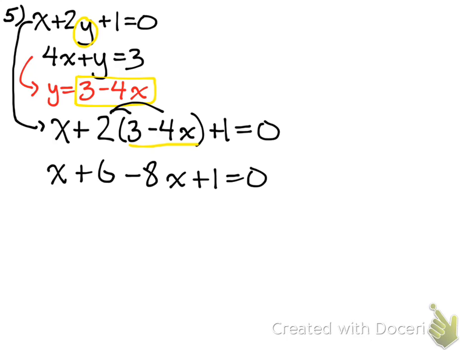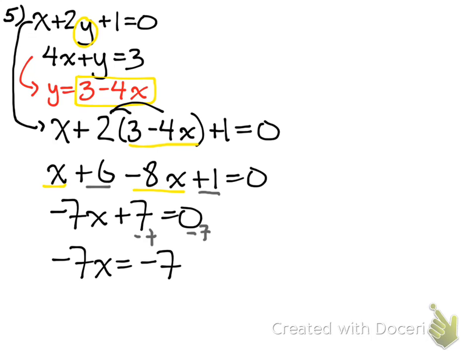And now we just collect like terms. So there's x minus 8x, that's going to be negative 7x. And we're also going to have 6 plus 1, and that'll be 7. So negative 7x plus 7 is equal to 0. And then we subtract 7 from both sides, and we end up with negative 7x is equal to negative 7. And then we divide both sides by negative 7, and we get x is 1.